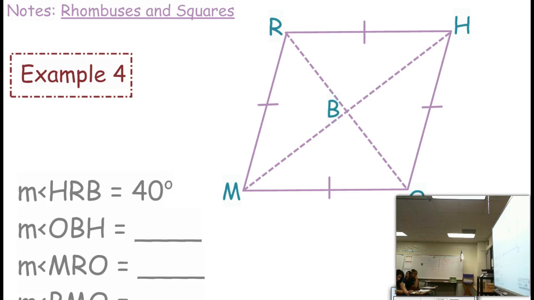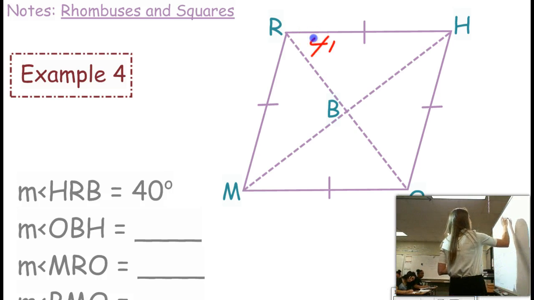What is that? A square, a rectangle, a rhombus? It is a rhombus. Notice how I almost spelled rhombus with the letters. Rhomb. Okay, HRB. Herb is 40, so label it 40.